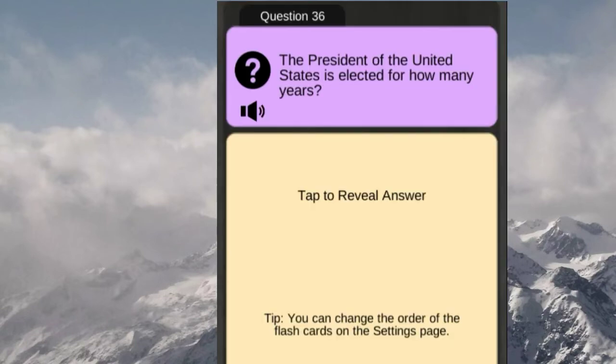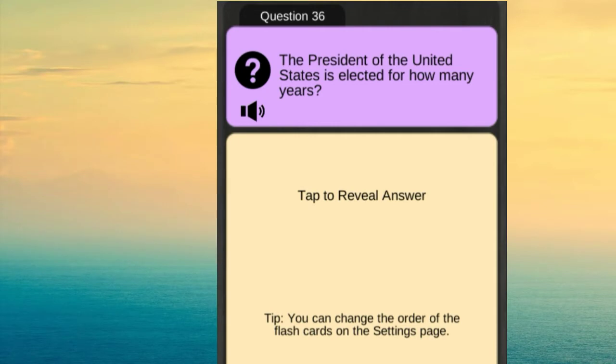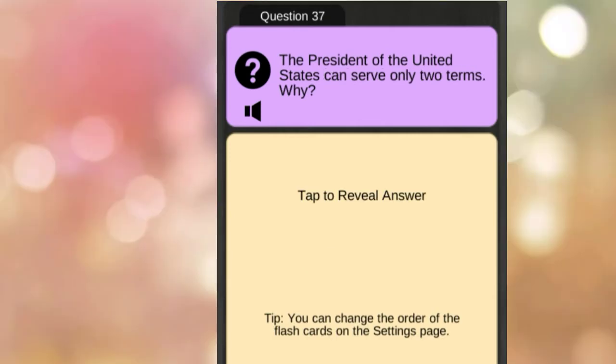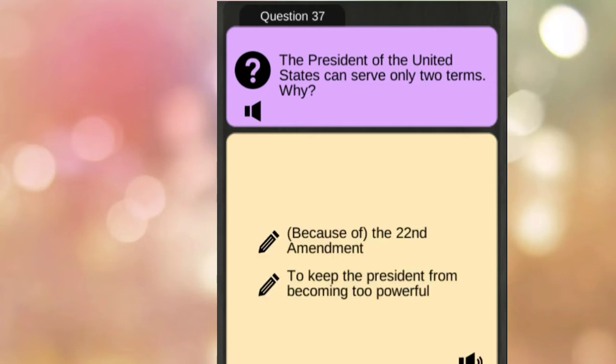The President of the United States is elected for how many years? 4 years. The President of the United States can serve only 2 terms. Why? Because of the 22nd Amendment. To keep the President from becoming too powerful.